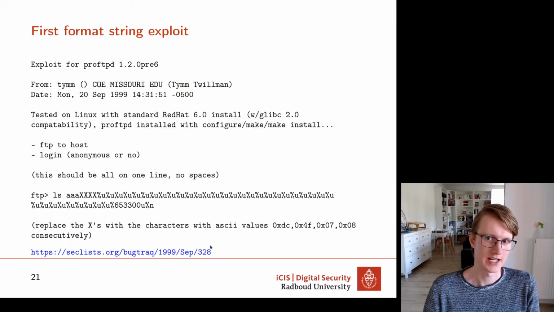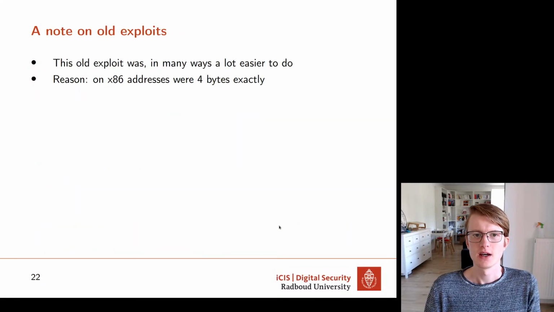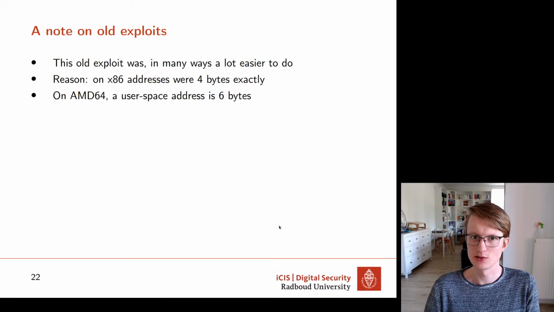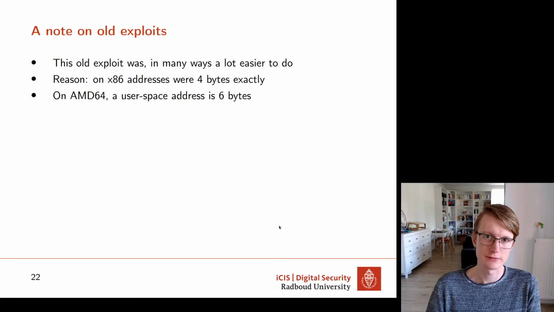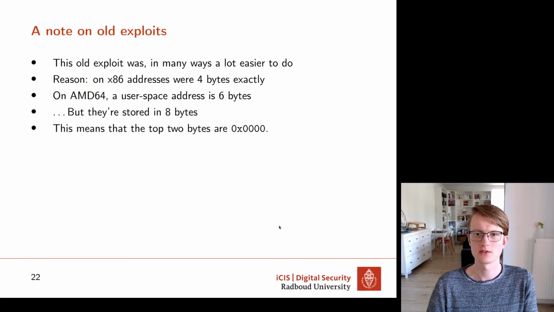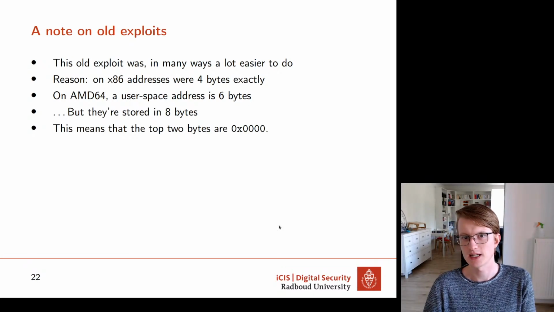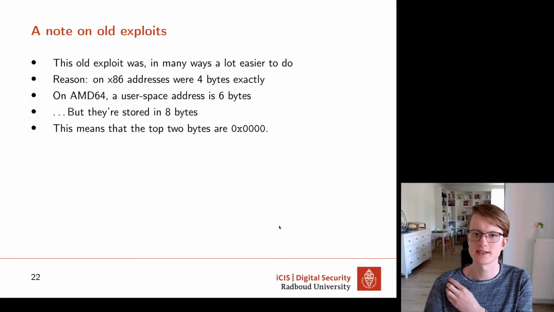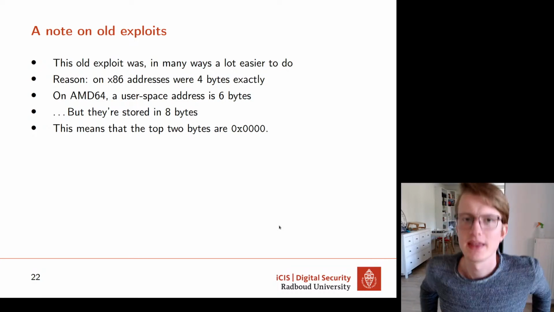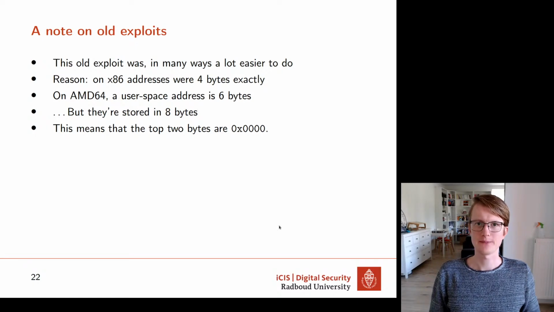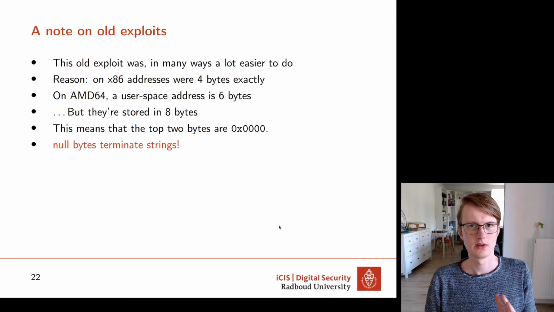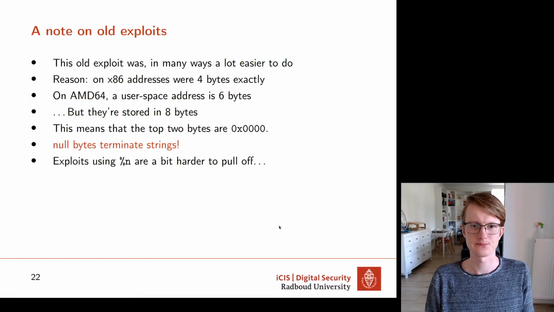This was an old exploit. As you might see, he's only writing 4 bytes. And why is that? On x86, addresses were exactly 4 bytes, which also meant that they didn't include null bytes. In contrast, AMD64 addresses in user space are 6 bytes, but they're stored in 8 bytes, which means that we always have 2 bytes that are null. And that makes it that much more annoying, because a null will terminate the string that we're writing.